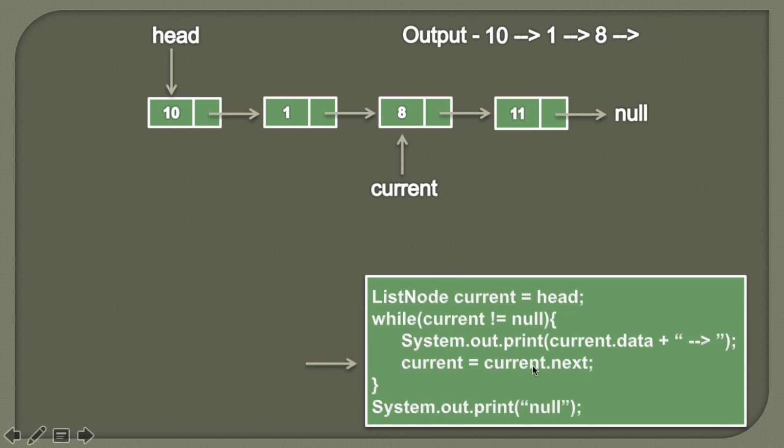Now we simply assign the value of current next to current to traverse to the fourth node. So it would look something like this. Moving ahead. Now again we know that current is not equal to null because it is pointing to a node having data 11. So therefore the condition in the while block comes out to be true. We then print the data associated with this current node, which is nothing but 11. Moving ahead.